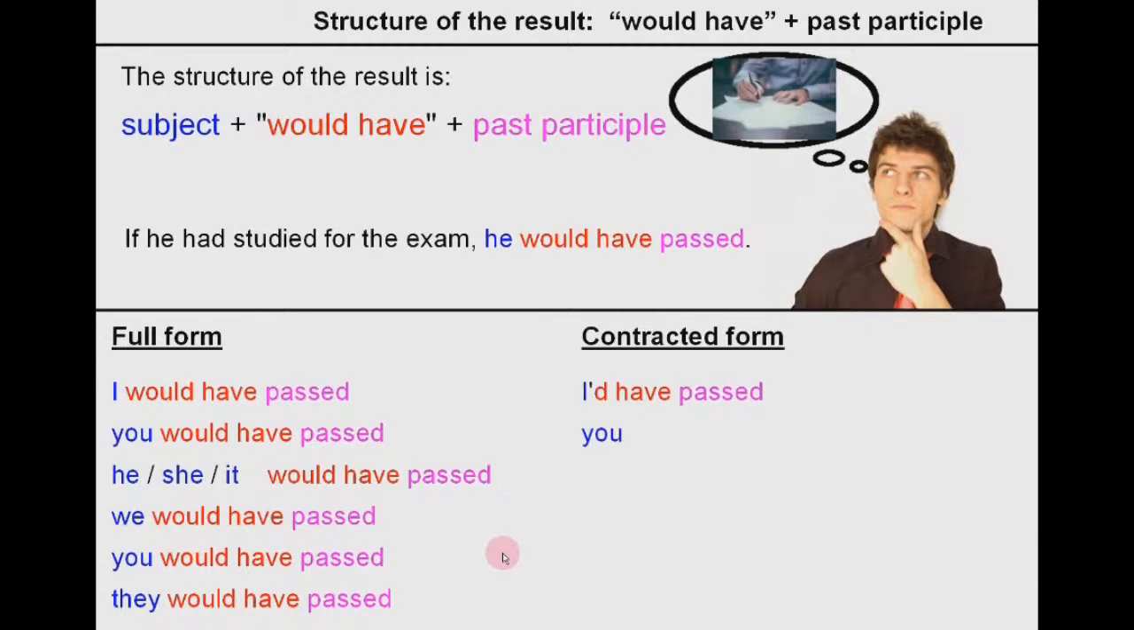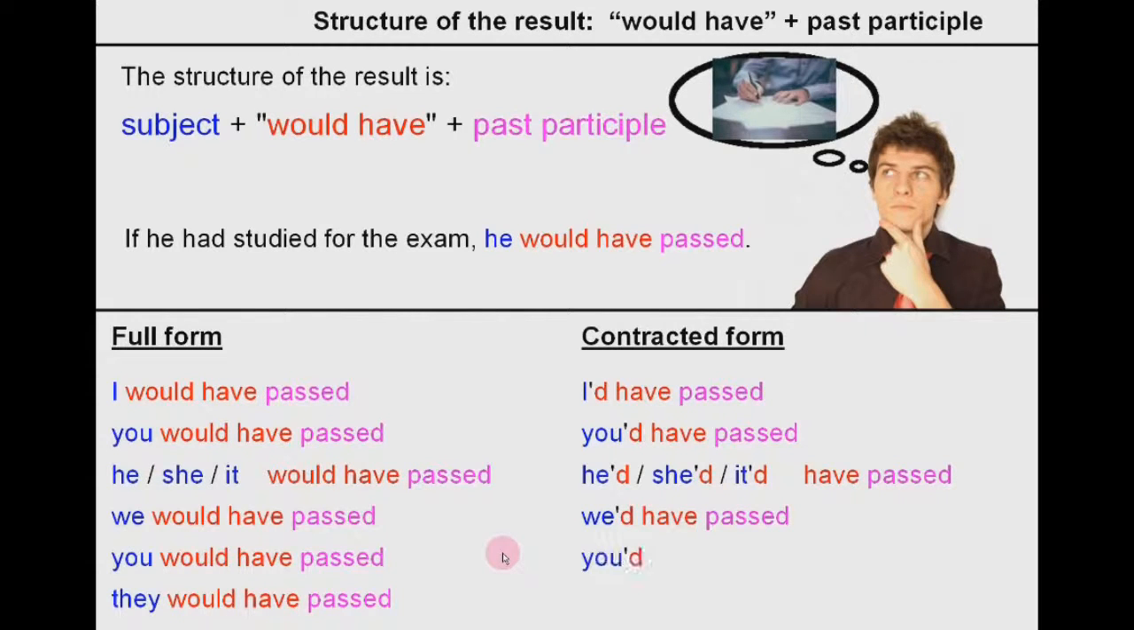I'd have passed. You'd have passed. He'd, she'd, or it'd have passed. We'd have passed. You'd have passed. And they'd have passed. So we can see here we replace the word would with an apostrophe and then the letter D. And the contracted form, we use this often in spoken English and informal English. But the meaning is exactly the same.